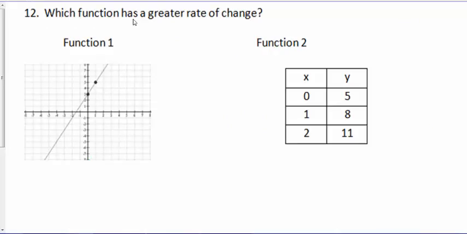Now, which function has a greater rate of change? Let's go ahead and get our tables done.